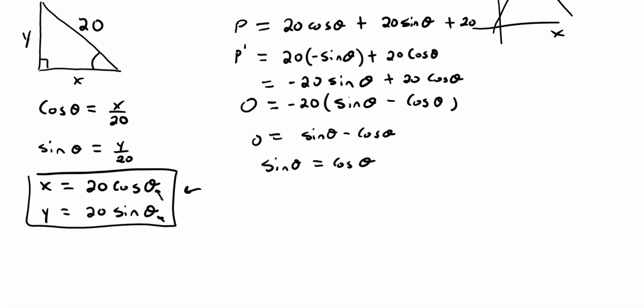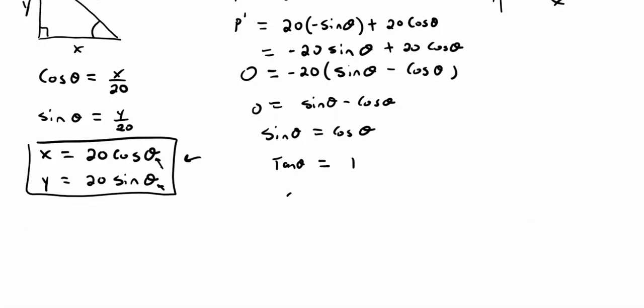Now from there you could say, where is sine theta equal to cos theta? Well, they're both equal to root 2 over 2 at pi over 4. So you could do that, or you could rewrite this as tan. Because sine over cos is tan, so I could divide by cos on both sides. So we'd have tan theta is equal to 1. So where is tan theta equal to 1? Well, same thing, it's pi over 4. So theta would be at pi over 4.